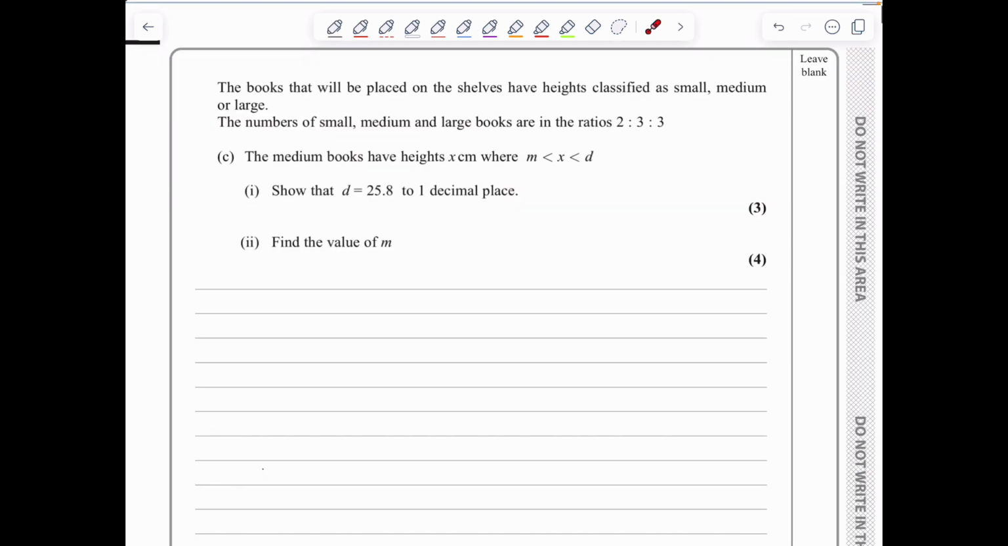The books that will be placed on the shelves have heights classified as small, medium, or large, and these are split in the ratio 2 to 3 to 3. Now the medium books have heights x, such that x is between M and D, and we need to show that D is 25.8. We surely need a sketch here, a diagram, to help us understand what's going on.